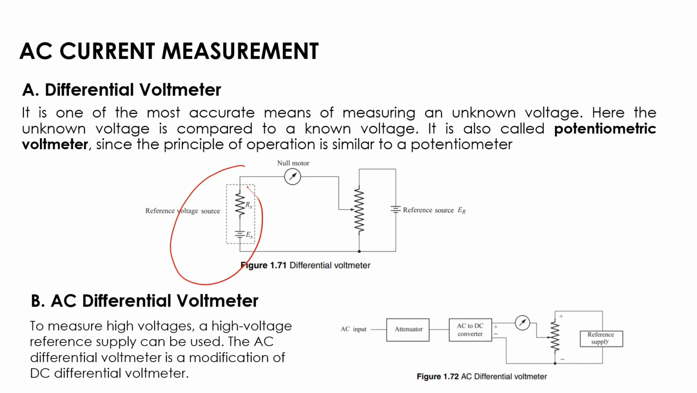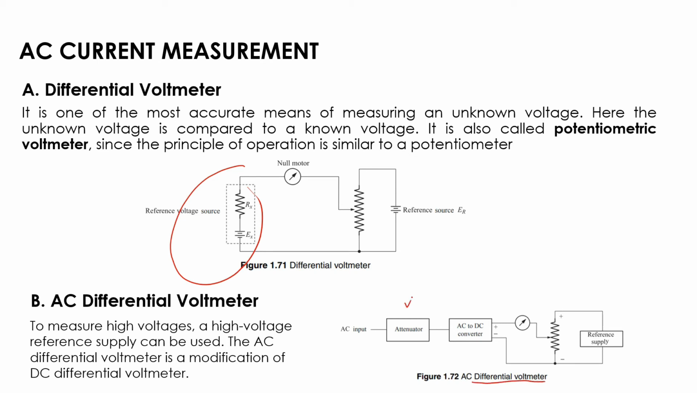Then the second version of AC measurement is the AC differential voltmeter. For the AC differential voltmeter, sometimes if we want to measure high voltage, a high voltage reference supply can be used here. The AC differential voltmeter is a modification of the DC differential voltmeter. We can see this is the AC differential voltmeter.